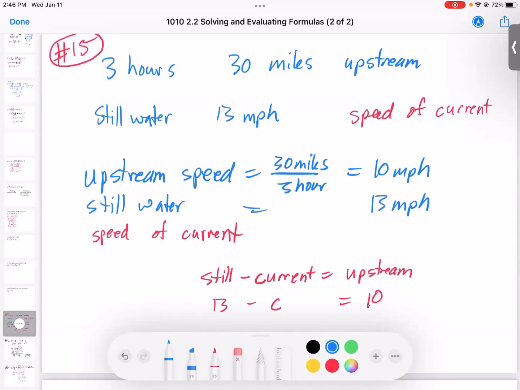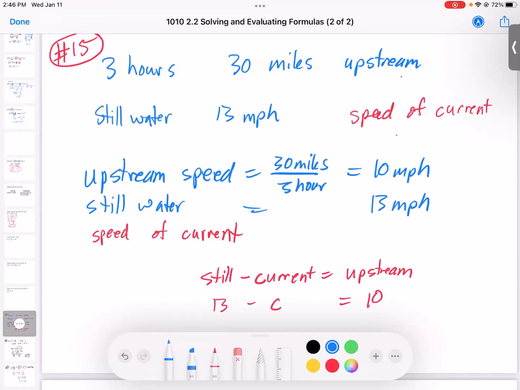So let me go back to the one that we solved here. Her numbers were slightly different than yours, but it's basically the idea of, if it takes 3 hours to go 30 miles upstream, you have a still water speed of this, and you're trying to find the current, right? So this is what you're trying to find.